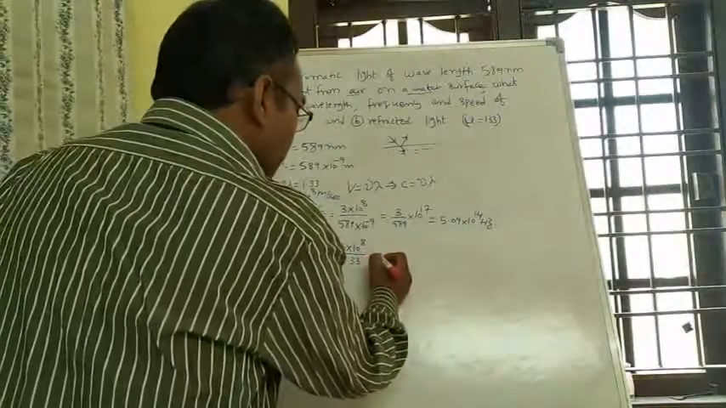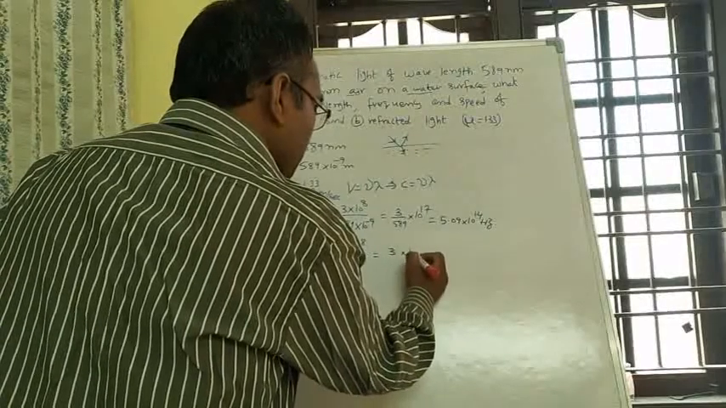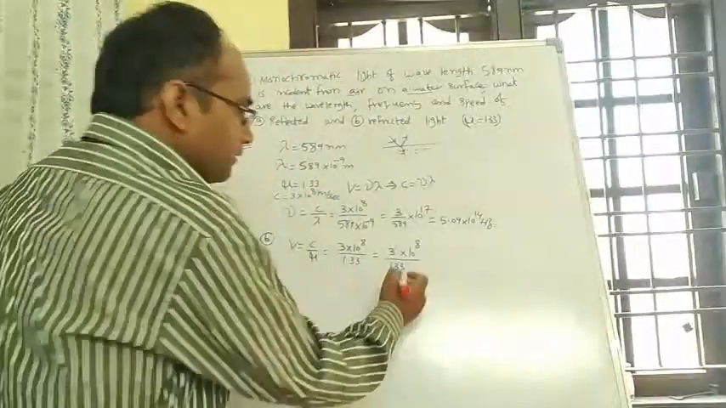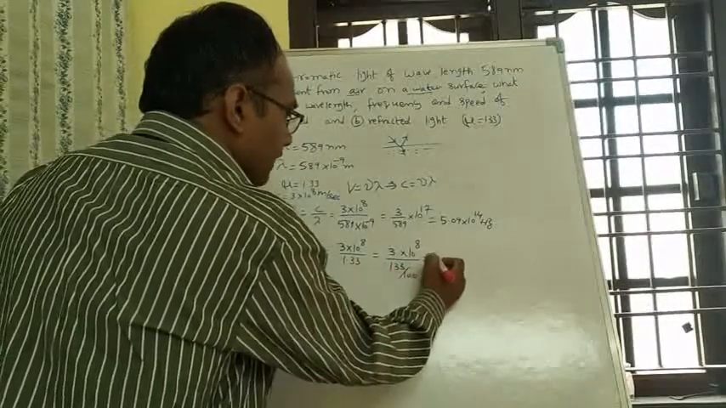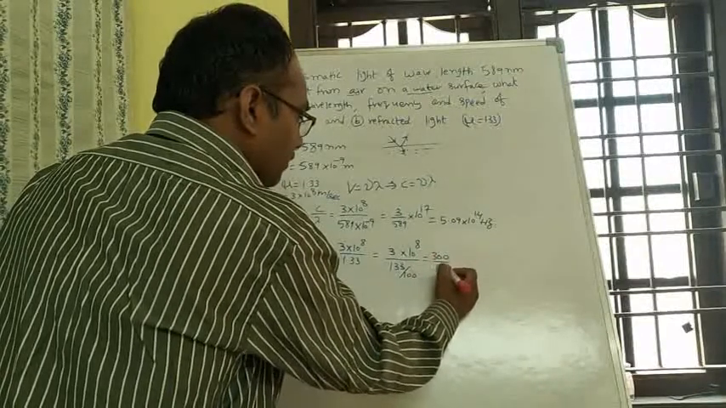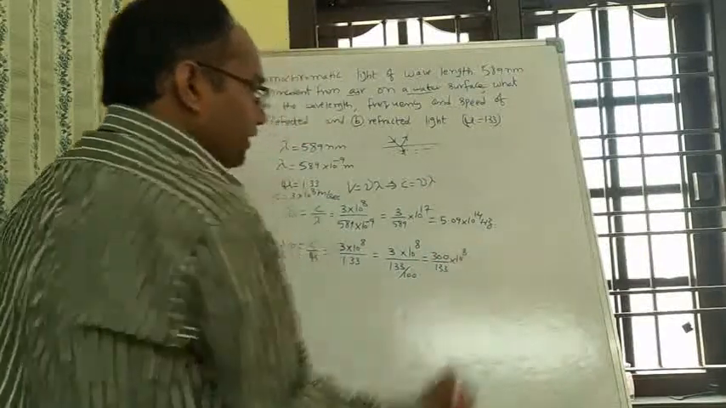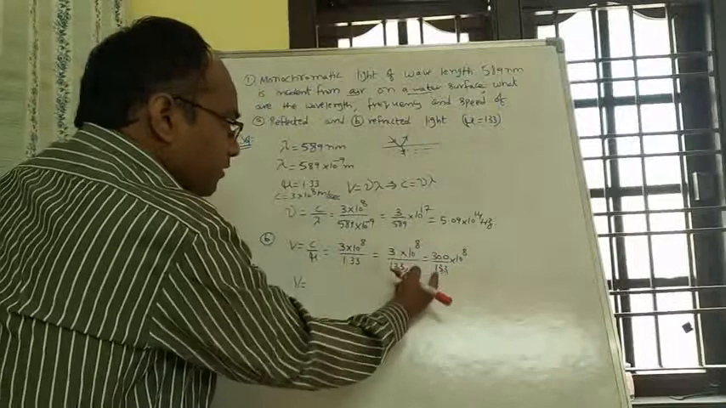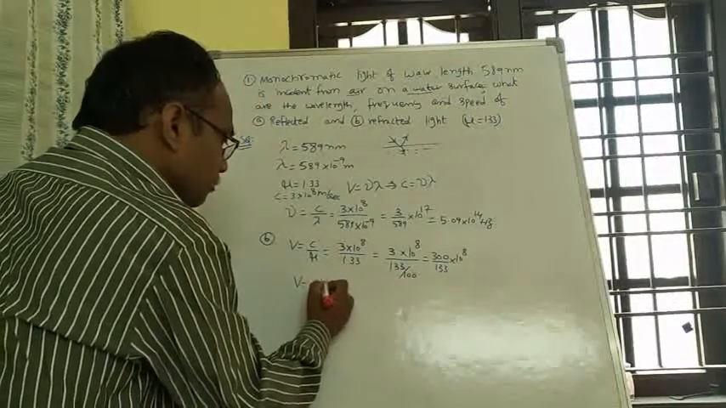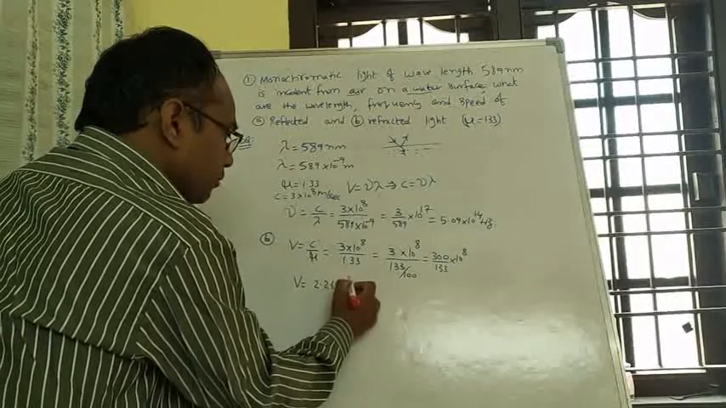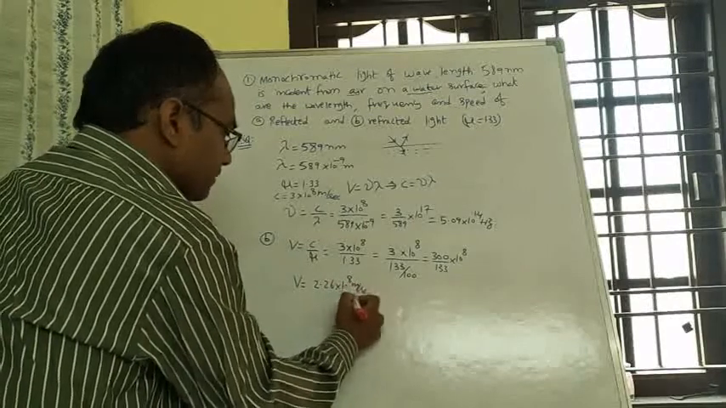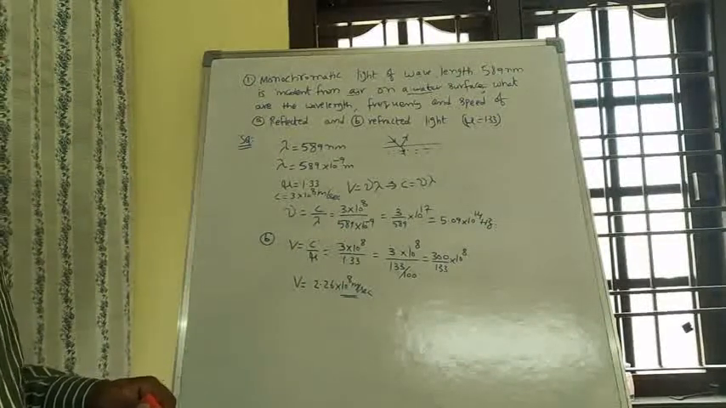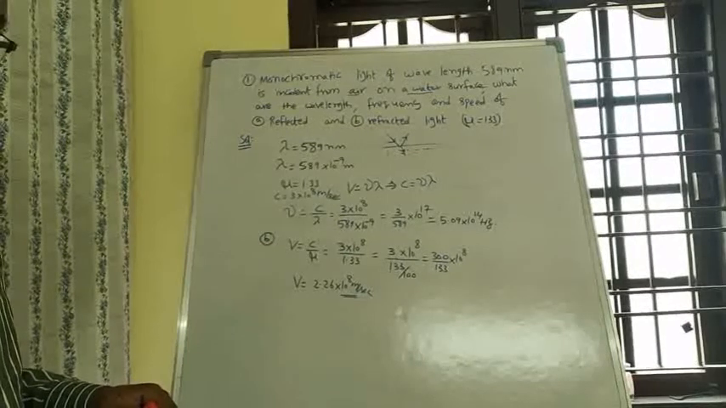Therefore V is 3 into 10 to the power of 8 divided by 133 by 100. This value we can write as 300 divided by 133 into 10 to the power of 8. So V is equal to 300 divided by 133, which is 2.26 into 10 to the power of 8 meter per second. So this is the speed.